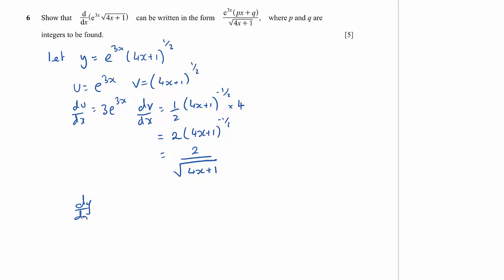So for a product, dy dx is going to be v du dx. So that's these two multiplied together. So that's going to be 3e to the 3x square root of 4x plus 1. Then we have plus u dv dx, so that's this one multiplied by this one, so that's going to be 2e to the 3x over the square root of 4x plus 1.